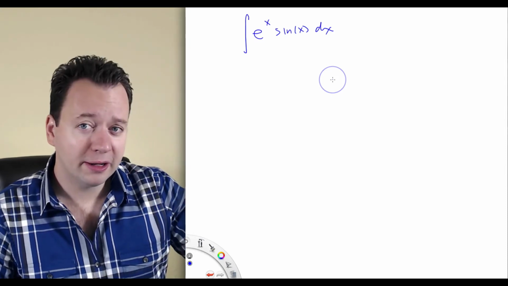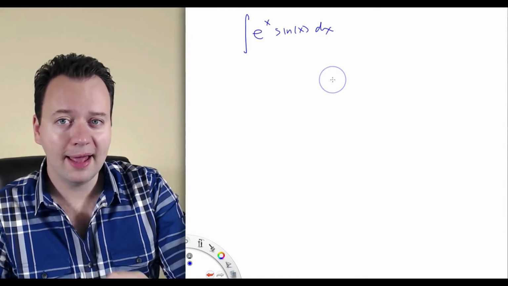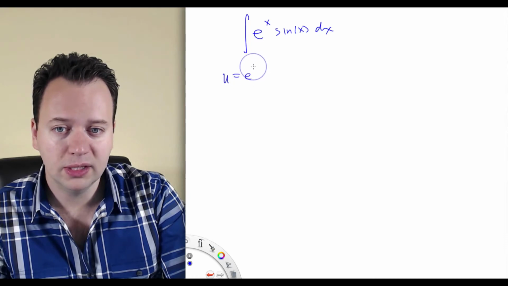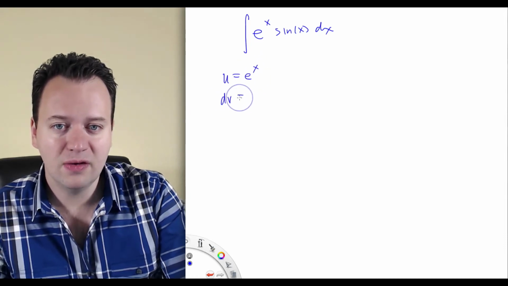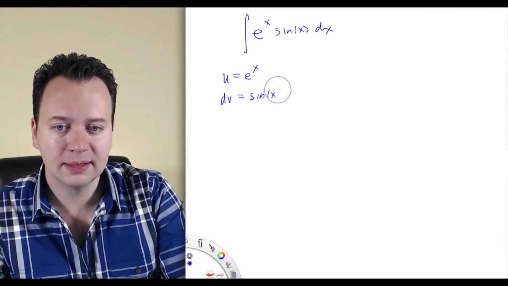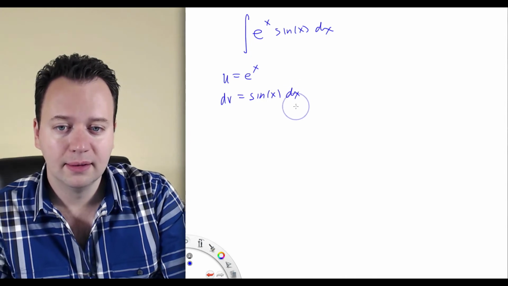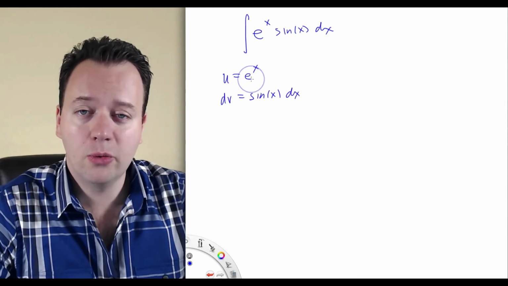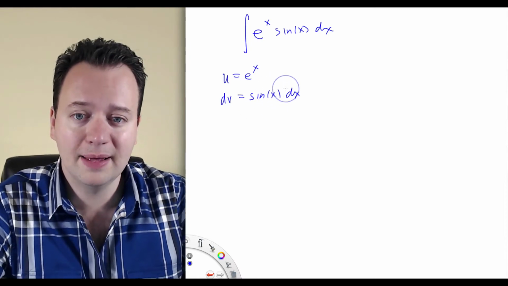And for this particular problem, there's no wrong answer. So let's just set u equal to e to the x and dv as sine of x dx. If you want to do it the other way, I encourage you to do it the other way on your own and just see where it takes you. You'll get to the same answer in the end.